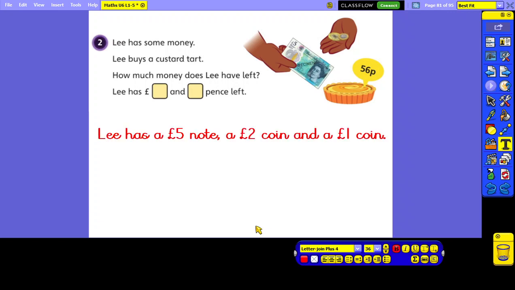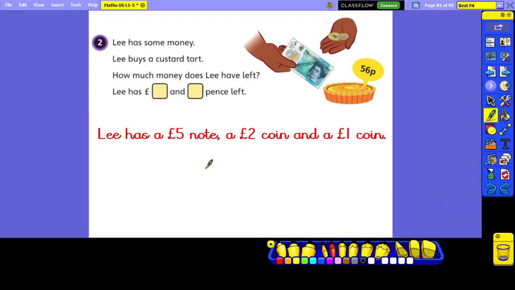So looking at what Lee has in his hand, he has a £5 note, a £2 note, a £2 coin, never has been a £2 note, and a £1 coin, okay? Do I need to take 56p away from a £5 note? I don't really think so. Do I need to take away 56 pence from a £2 coin? I don't think so. Do I need to take away 56 pence from my £1 coin? Of course, that's going to be the most sensible thing that I need to take away my 56 pence from.